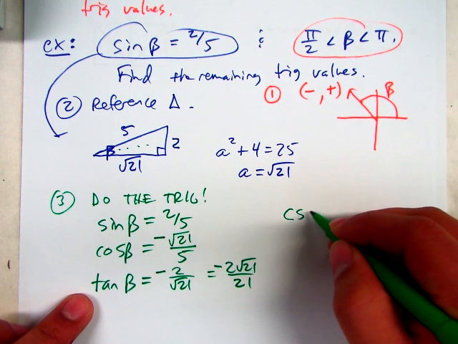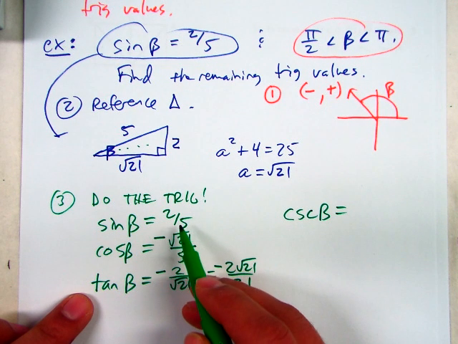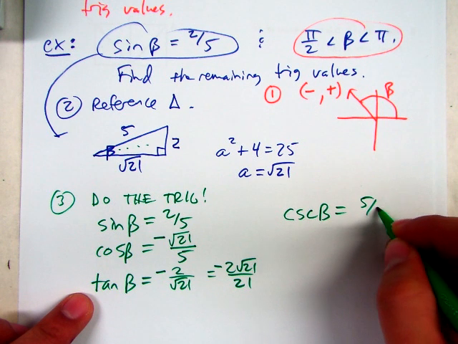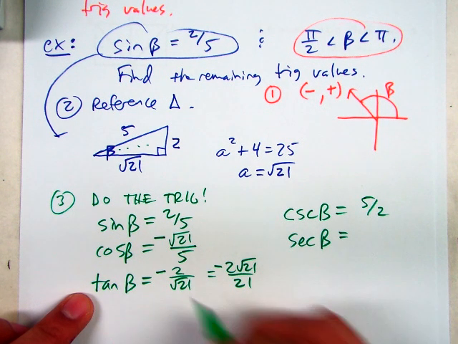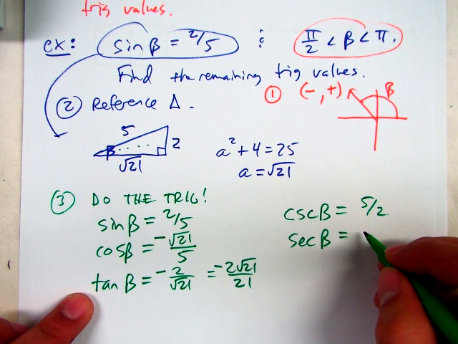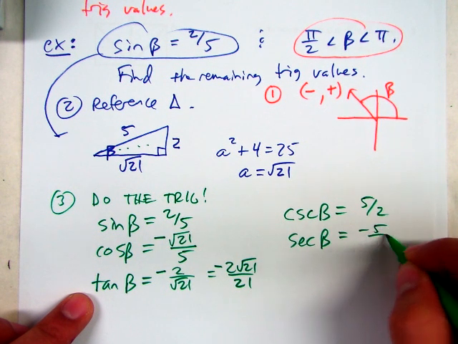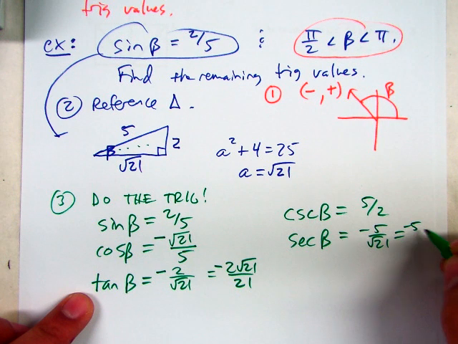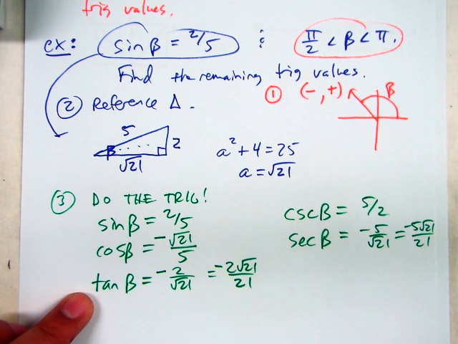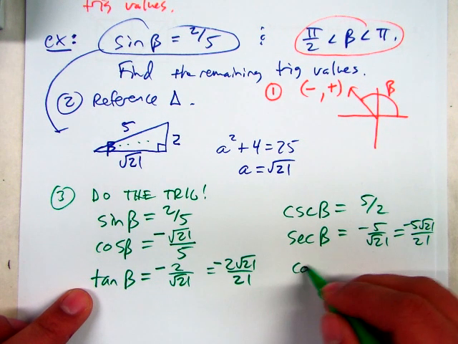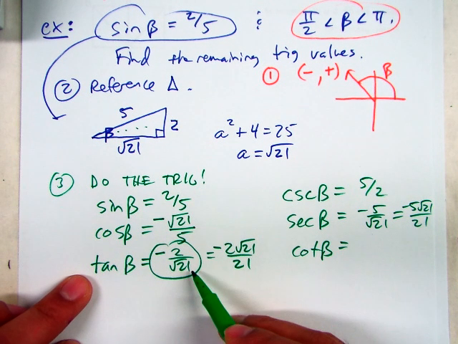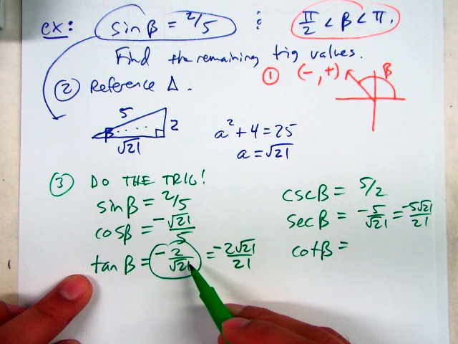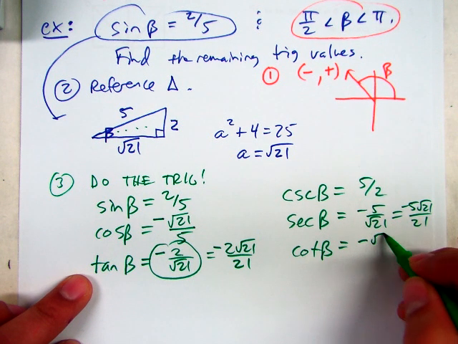Cosecant is related to sine. How? It's reciprocal, so 5 halves. Secant is reciprocal of cosine, so negative 5 over root 21 becomes negative 5 root 21 over 21. And then cotangent, let me use this value right here. If this is tangent, cotangent is reciprocal, so negative root 21 over 2.